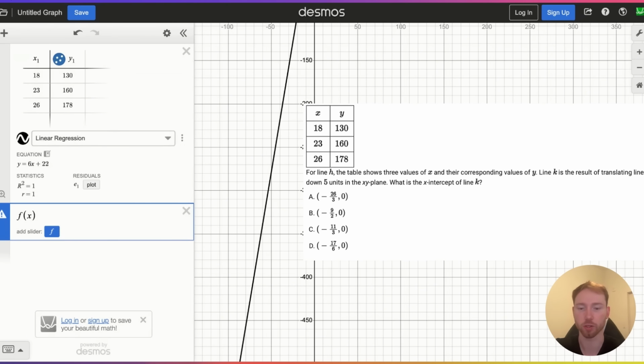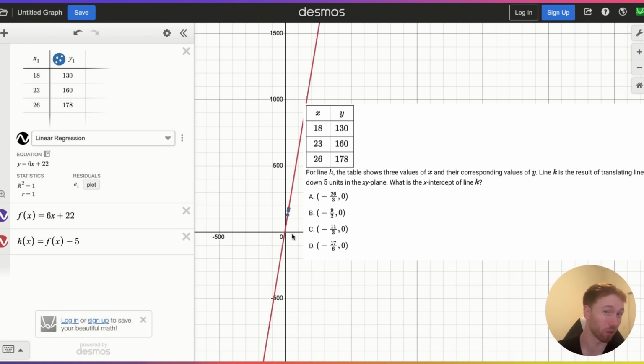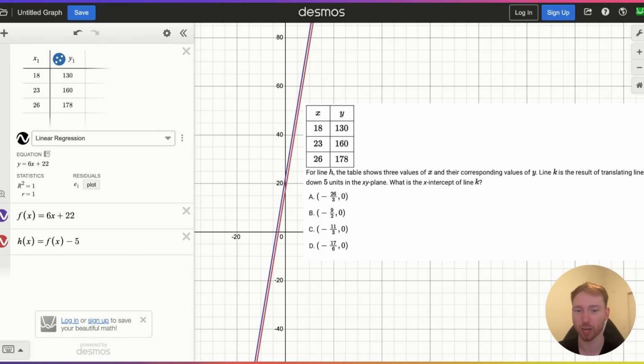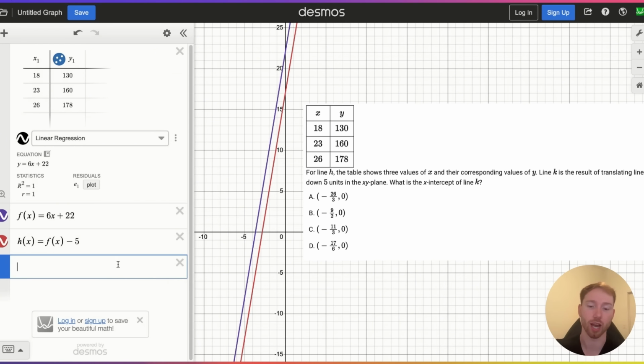I need to tell Desmos that f of x equals line K. And now I just want to make sure that h of x equals f of x, or line K, shifted down 5 units. And it graphs it for me. So instead of doing a bunch of plugging in numbers and algebra, I can just go ahead and plug it in Desmos and see that the x-intercepts could be negative 2.8333.